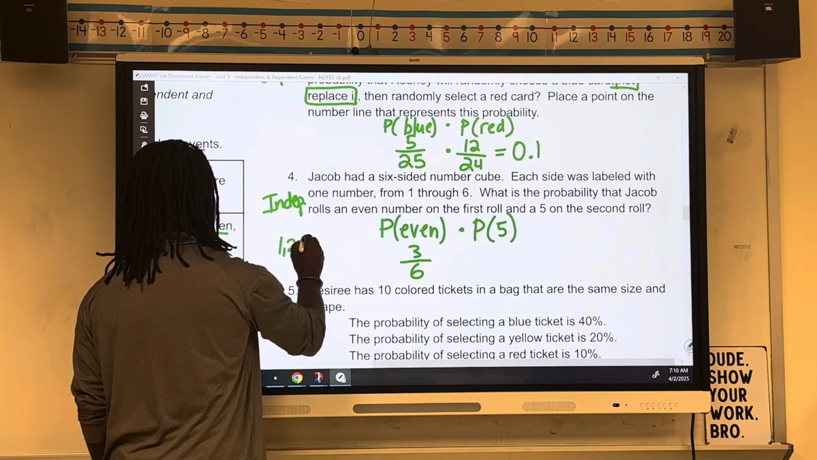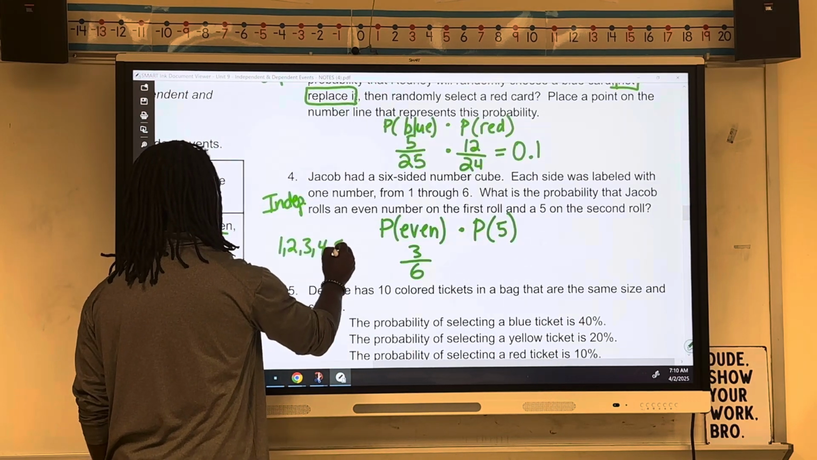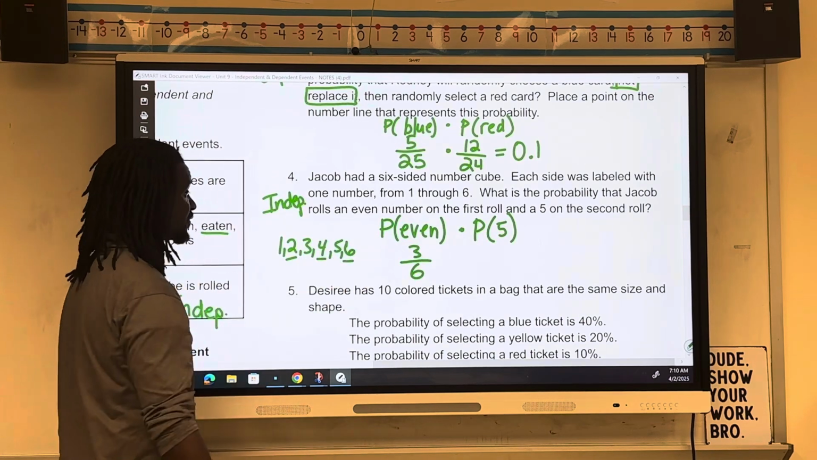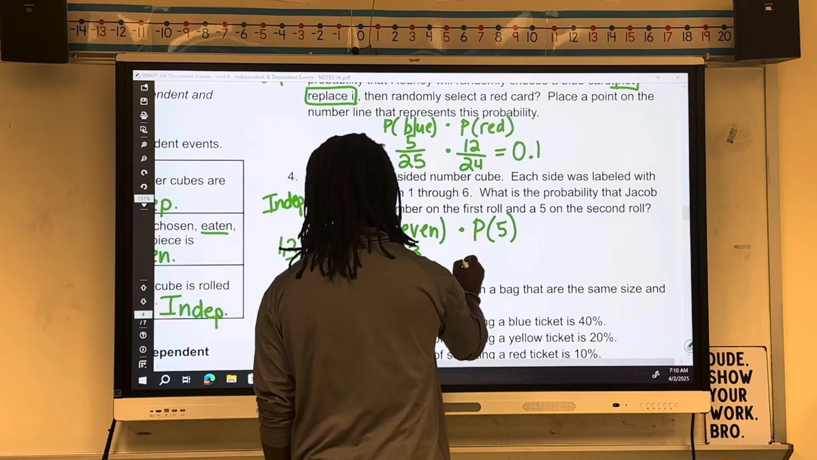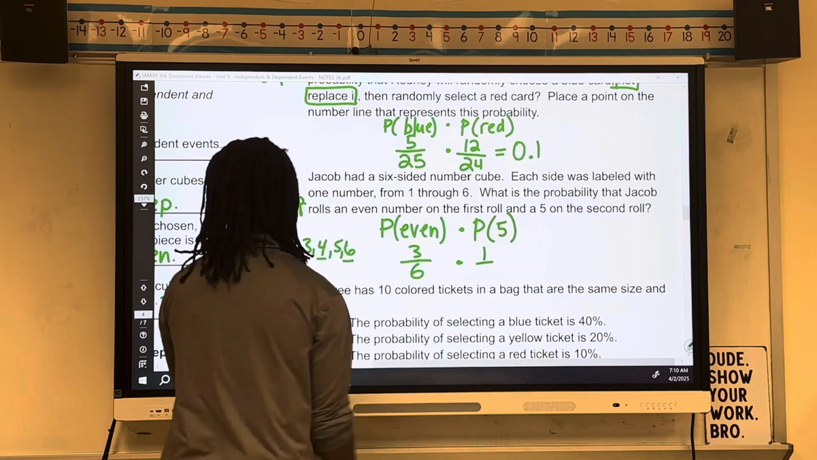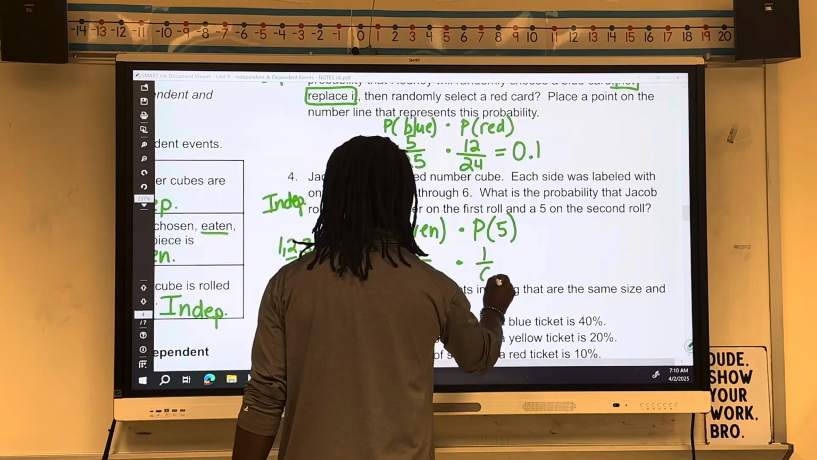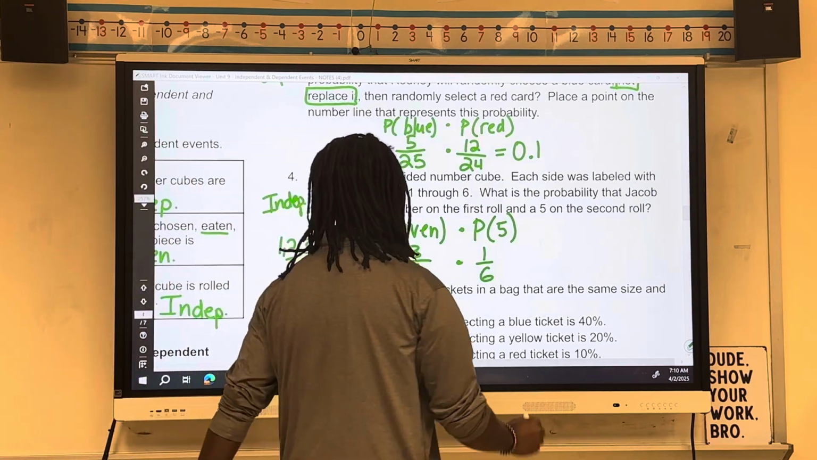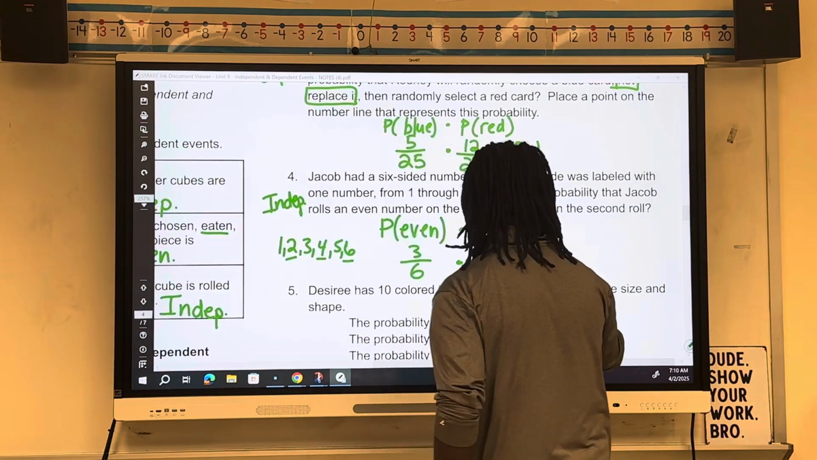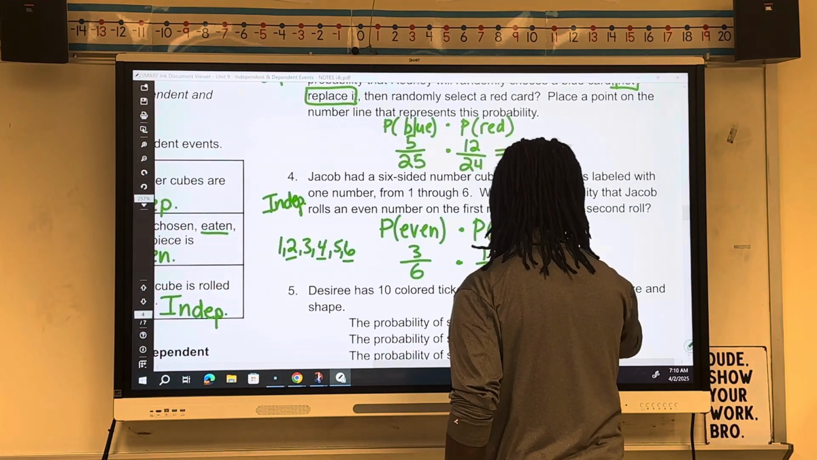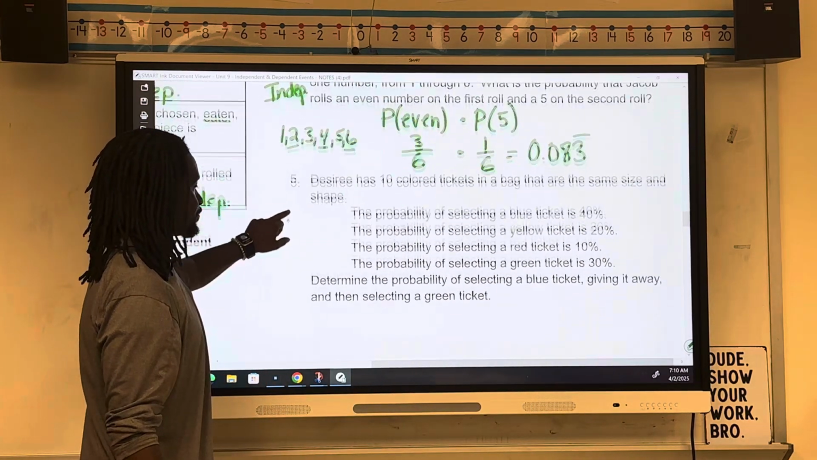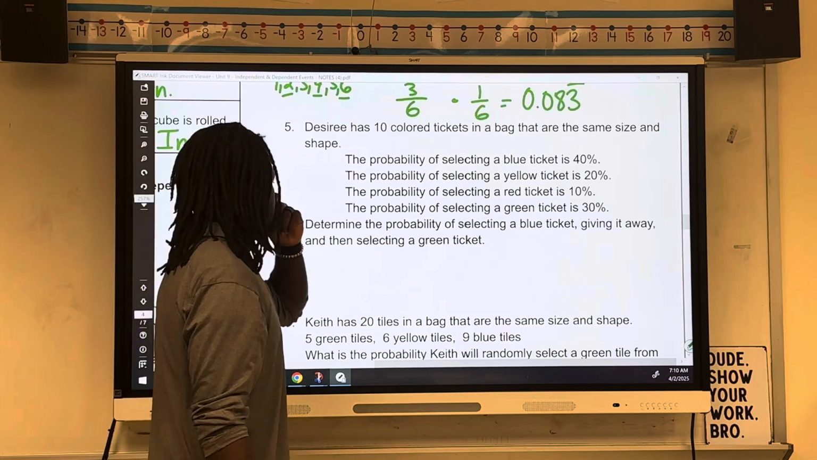Actually, let's look again. These are all the numbers that are on the dice. I'm just showing you. You probably know this. Again, those are the ones that are even, all right? And then the probability of getting a 5, there's only one 5 out of 6, okay? And then I multiply that in Desmos, 3 over 6 times 1 over 6, and it is going to give me 0.083 repeating. All right. Moving on.